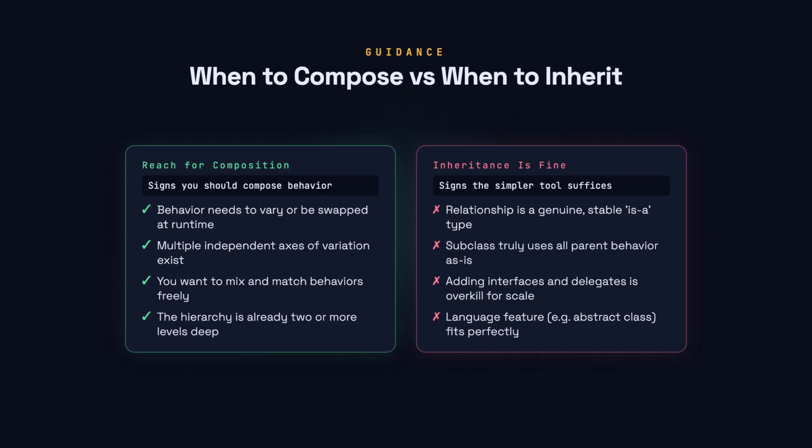On the other hand, inheritance is still a legitimate tool. If you have a genuine is-a relationship that is unlikely to change, say, a square really is a shape in a small graphics library, inheritance is simpler and perfectly appropriate. The principle says, favor composition, not abolish inheritance.